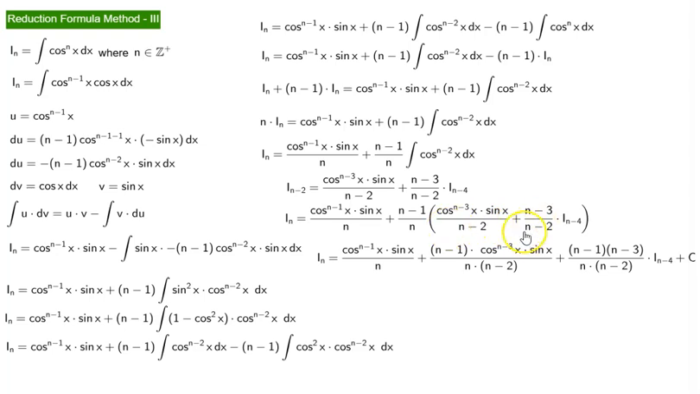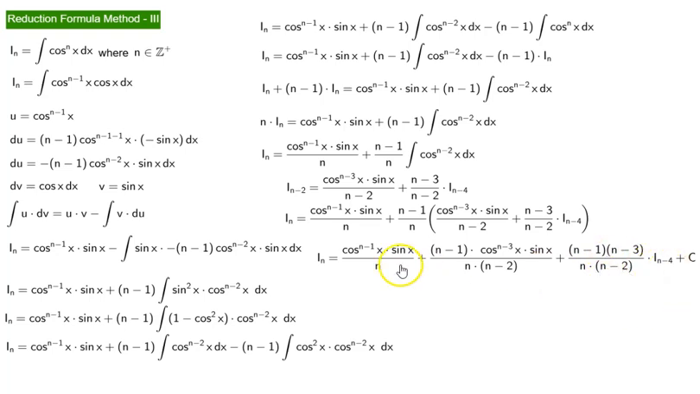So opening up this bracket, we get cos to the power of n minus 1 x sin x by n plus n minus 1 times cos to the power of n minus 3 x sin x by n times n minus 2 plus n minus 1 times n minus 3 by n times n minus 2 times I_(n-4), and say plus c. Now, actually, we have to keep doing it till when? Till either the numerator becomes 0 or the denominator becomes 0.